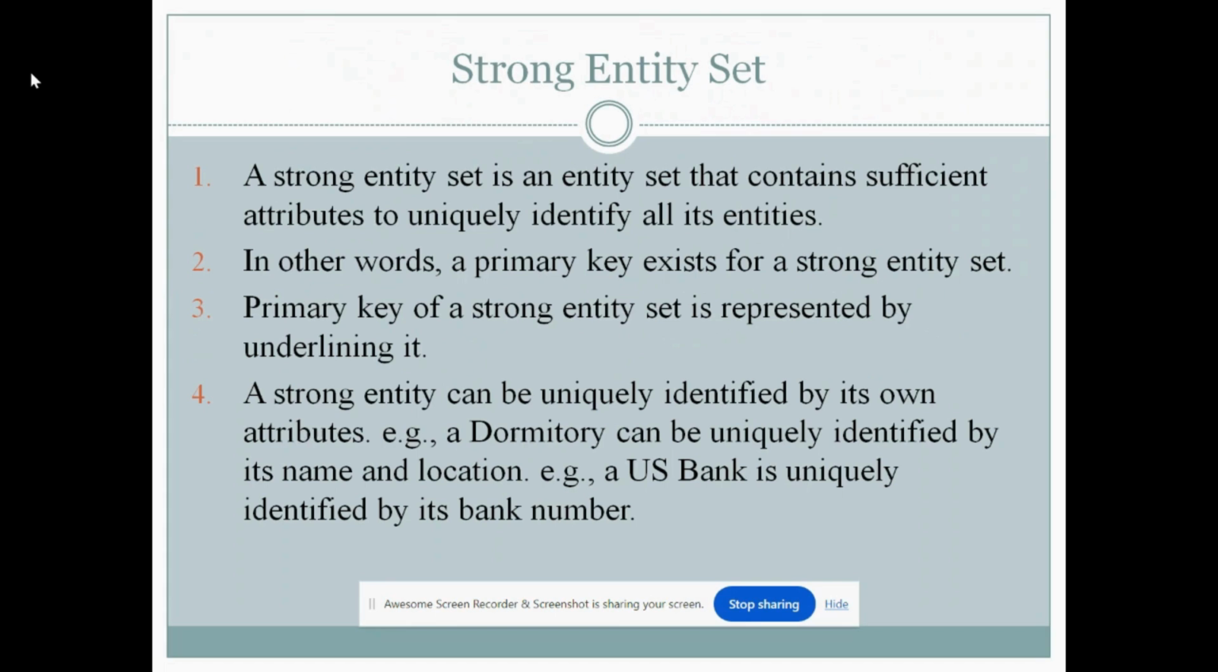Primary key of a strong entity set is represented by underlining it. A strong entity set can be uniquely identified by its own attributes. Example, a dormitory can be uniquely identified by its name and location. Example, a US bank is uniquely identified by its bank number.